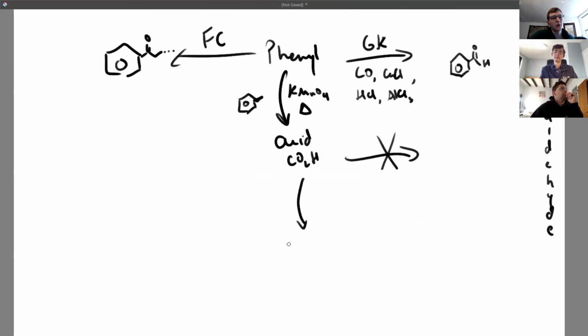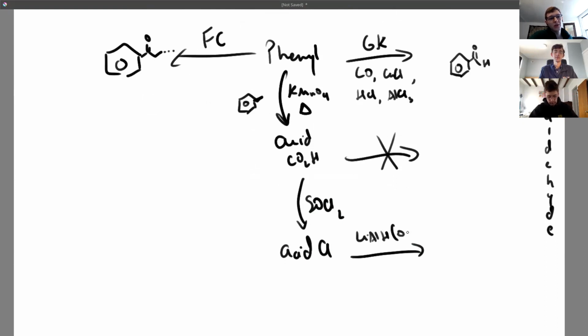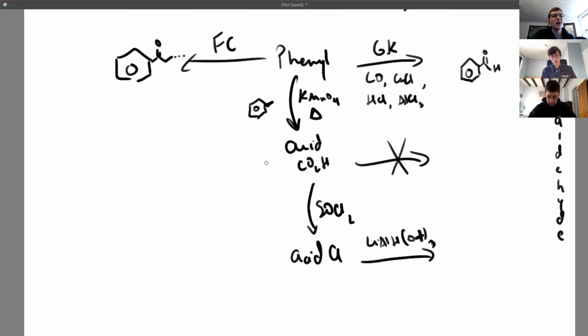Instead, you will have to go to an acid chloride using what compound? SOCl2. Yeah, SOCl2. And now you use that Dibal-like compound, triacetoxy. No, this one's lithium tri-tert-butoxyaluminum hydride, I think. Whatever it's called, it's this thing, right? This thing has an O-tert-butyl here, right? And now this will get you the aldehyde that you want. Okay, a lot of work involved.